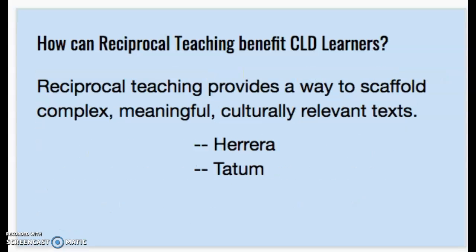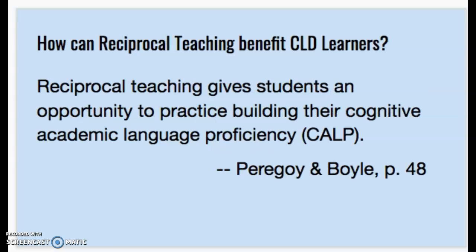Reciprocal teaching can be a technique for scaffolding complex, meaningful, culturally relevant texts for your students, which is supported by both Herrera and Alfred Tatum. Reciprocal teaching gives students an opportunity to practice building their cognitive academic language proficiency, or CALP.